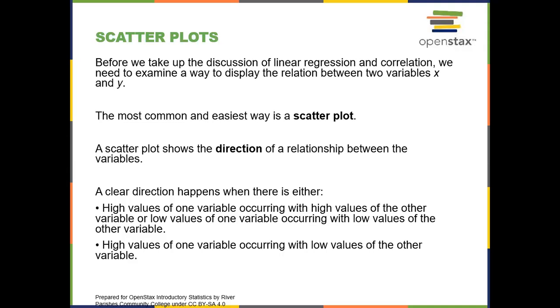A scatter plot shows the direction of the relationship between the variables. A clear direction happens when there are either high values of one variable occurring with high values of the other variable, which is a positive slope, or low values of one variable occurring with low values of the other variable. And second bullet, high values of one variable occurring with low values of the other. So as X increases, Y decreases, that is going down the hill. It has a negative slope.